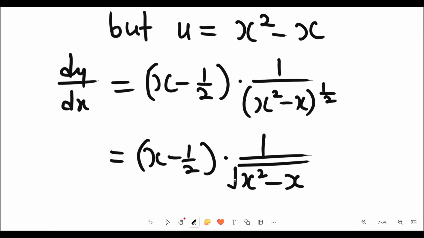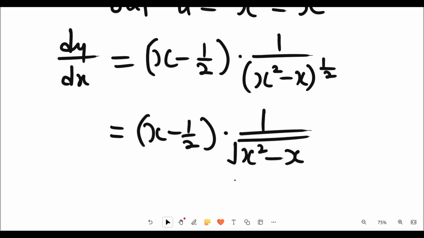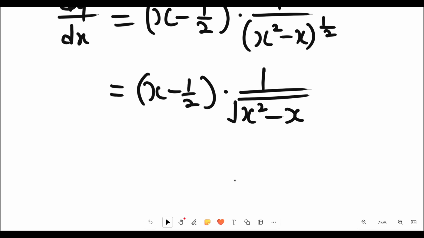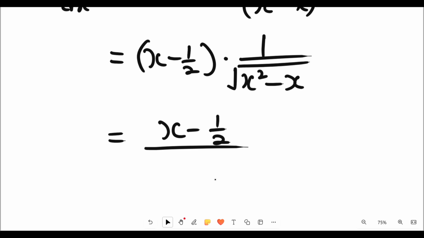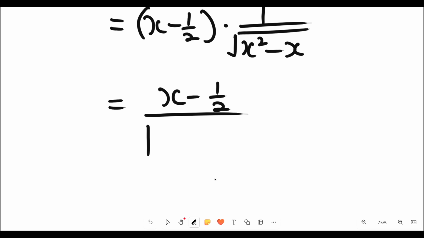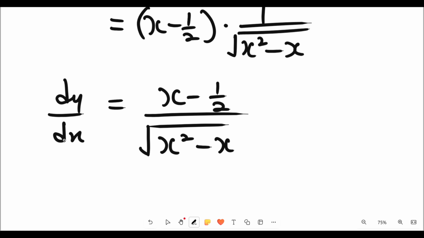Now you can see that we have x minus half in bracket multiply 1 divided by the square root of x squared minus x. So we can multiply through. We are going to get x minus half as the numerator divided by the square root of x squared minus x. So this becomes our dy dx.